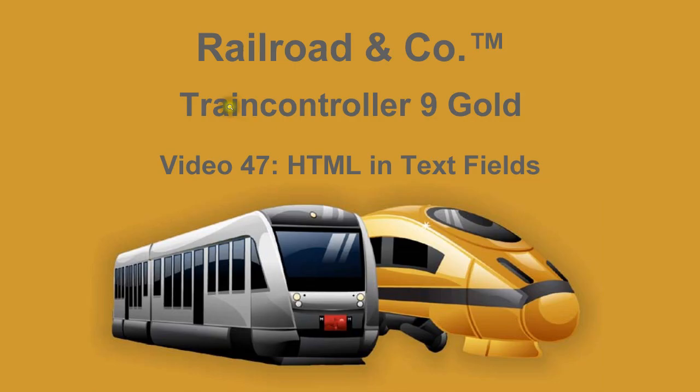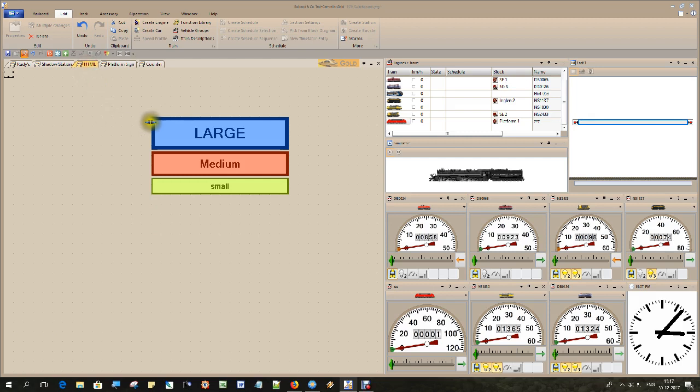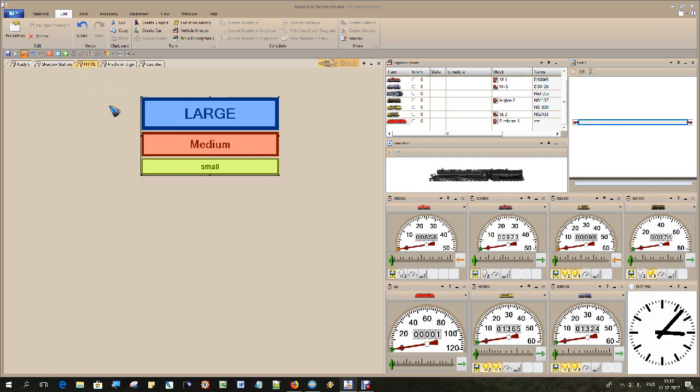Let's have a look. In the previous video we ended up with, for instance, this text, the shadow station, which has a nice thick border around it, something that was not possible with version 8. If we take that one step further over here, this is one text field and it has different colors, different borders, different sizes of fonts. Everything is possible with HTML in one text field.